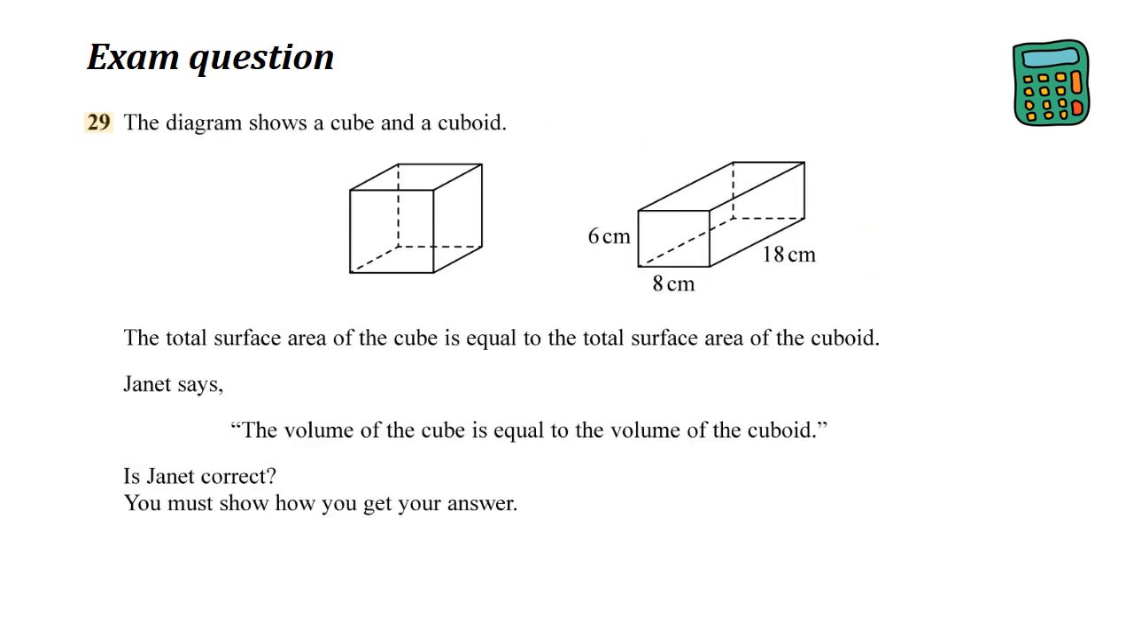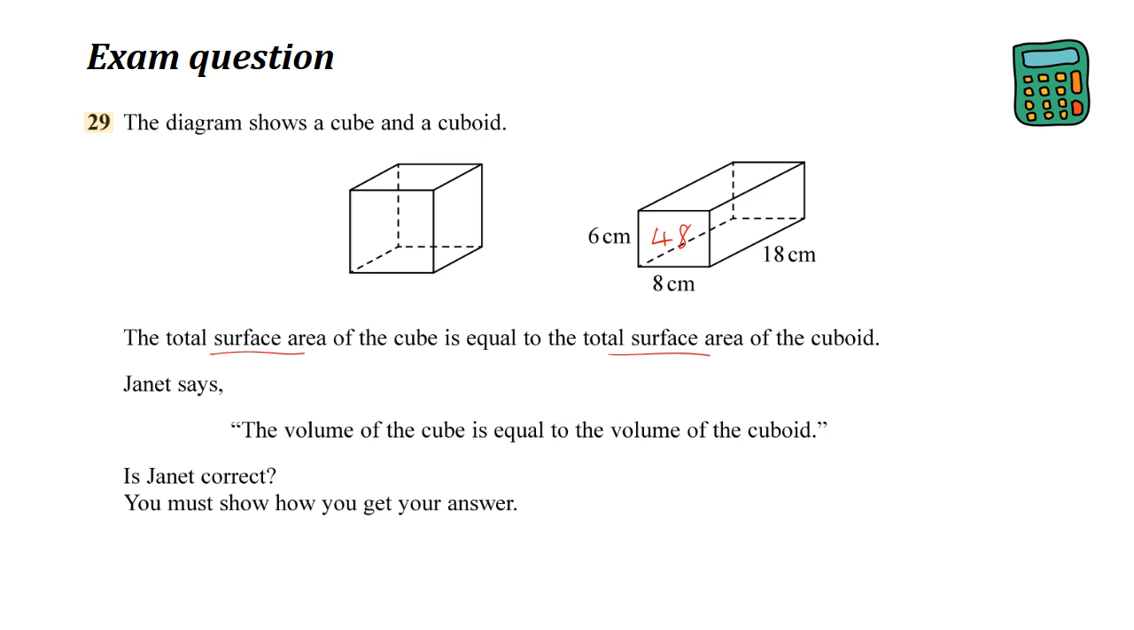And another question. Pause, have a go, and then resume the video and see if you got it right. Right, this question starts off talking about the surface area of the two shapes. So we're going to need to calculate the surface area of this shape. The way we do that is we work out the area of each face and then we add them all together. So for example, on the front, we've got a rectangle which is 48 centimeters squared. That comes from 6 times 8.